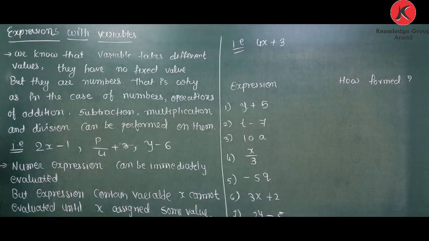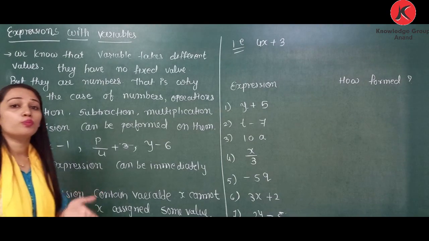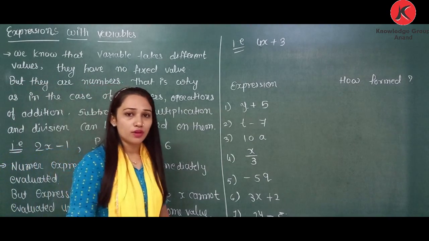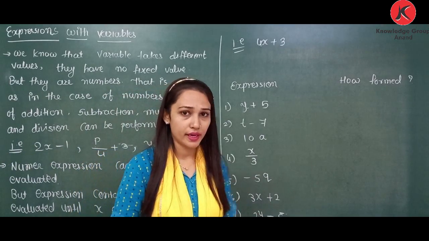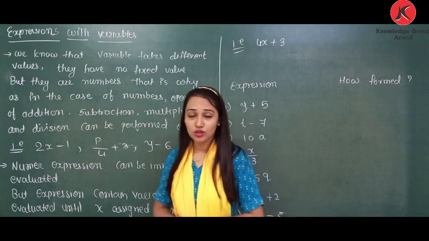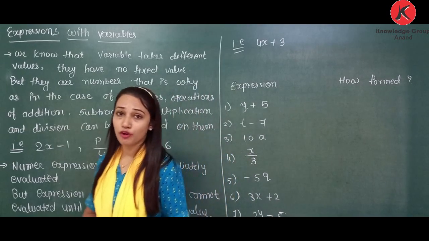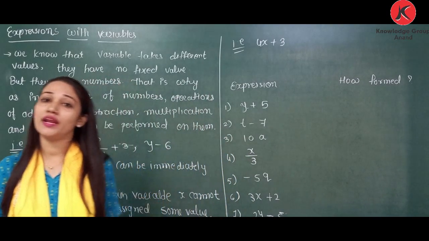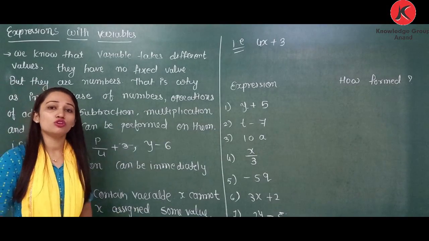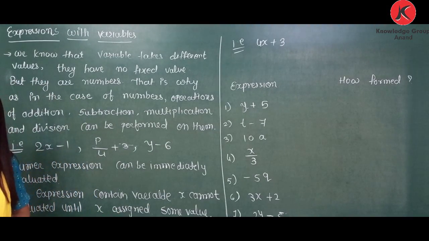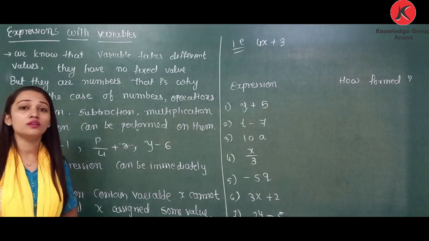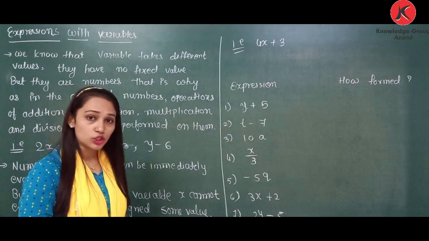That is why, as in the case of numbers, the operations of addition, subtraction, multiplication and division can be performed on them. As we perform 4 plus 3, 6 plus 7, 6 multiply 8, 6 divide 3, these are operations that we performed on numbers. But a variable is also a number. That's why we can also apply these operations on a variable. So if we apply addition, subtraction, multiplication, division on variables, then we get an algebraic expression.